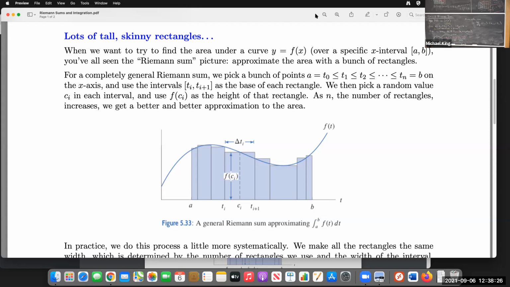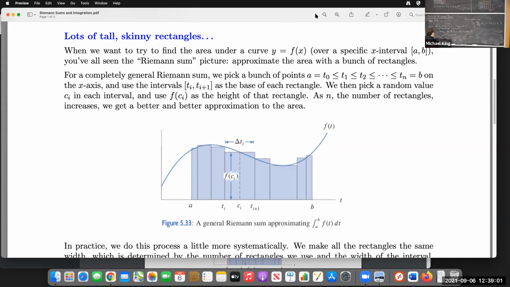But if we wanted to do this a little more systematically, let's actually make all the rectangles the same width. And then also pick the point we're going to plug in systematically. A lot of times we make it the left endpoint of the interval, or the right endpoint, or the center of the interval, something like that. You could do this abstractly, and the more rectangles you pick, the better the approximation. But in practice, when we want to make a computer estimate these areas, we better give it something systematic.